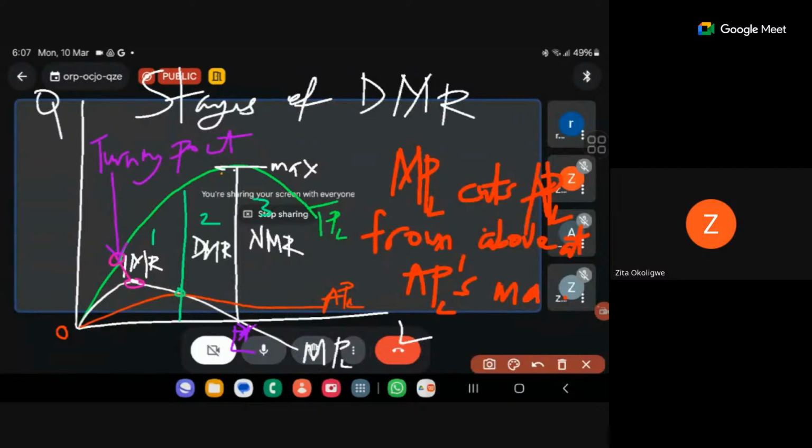Who gets this number 2 point? Who understands this number 2 point? I said MP cuts AP from above at AP's maximum. Who understands what I just explained now?